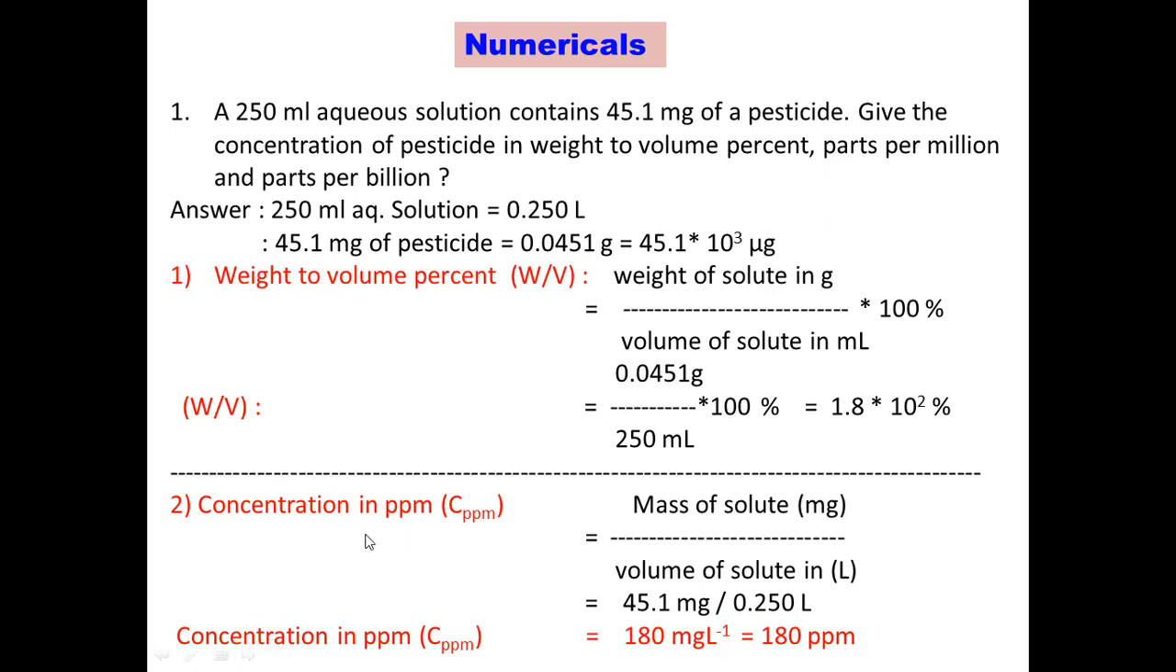The second is concentration in ppm, that is parts per million, represented as C ppm. What is the formula to calculate concentration in ppm? Mass of solute in milligram, and here the quantity is already given in milligram, divided by volume of solution in liter. So mass of solute is 45.1 milligram of pesticide, and that will be divided by 0.250 liter. So concentration in ppm will be equivalent to 180 milligram per liter, that is 180 ppm. So the solution will be 180 ppm for 45.1 milligram pesticide.